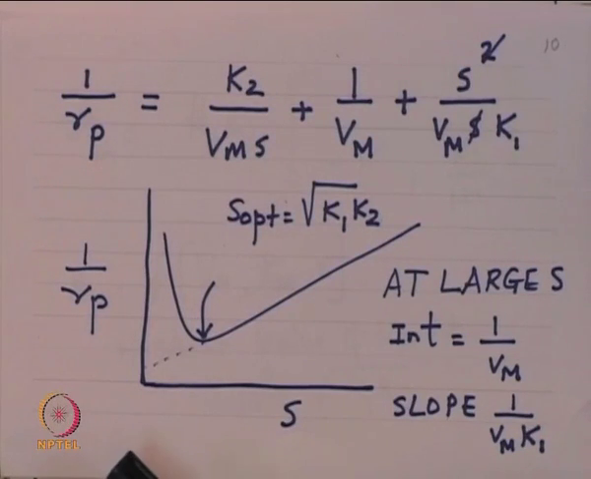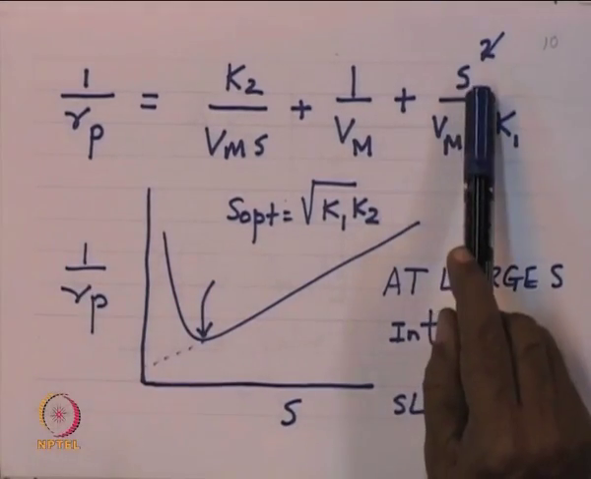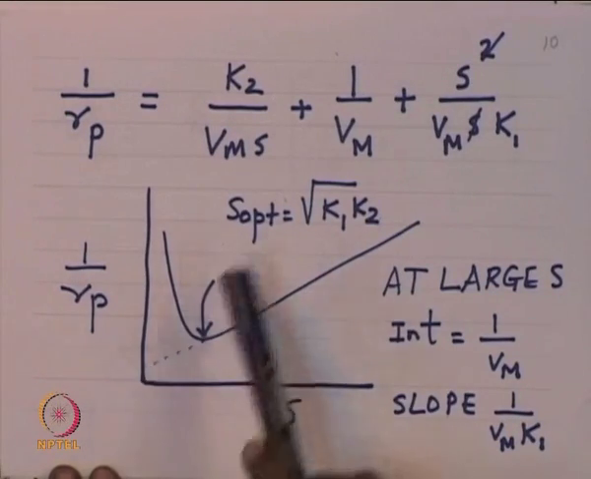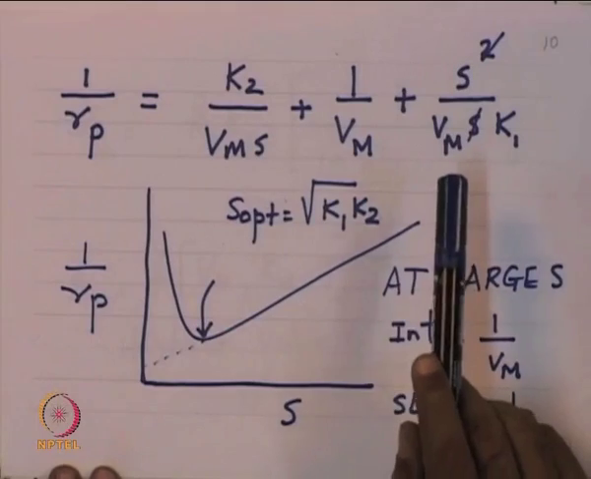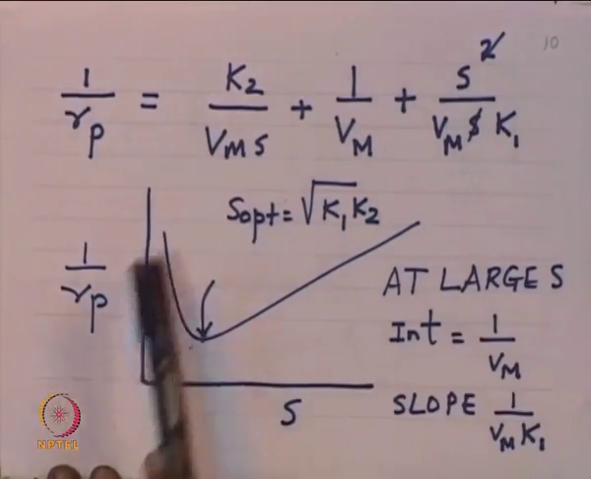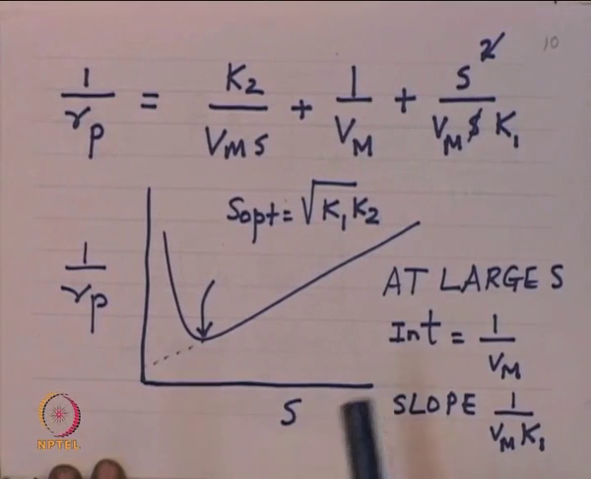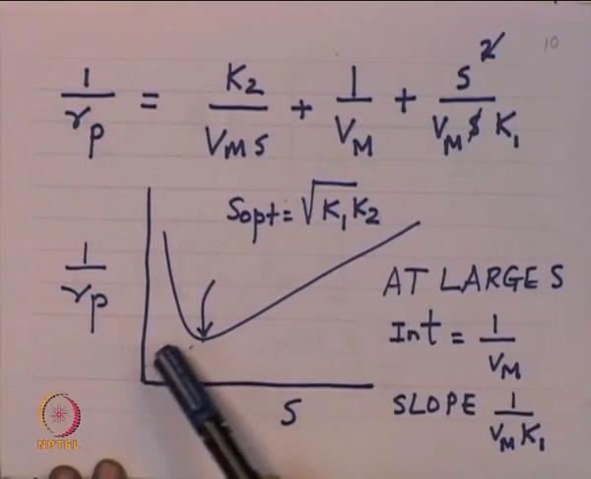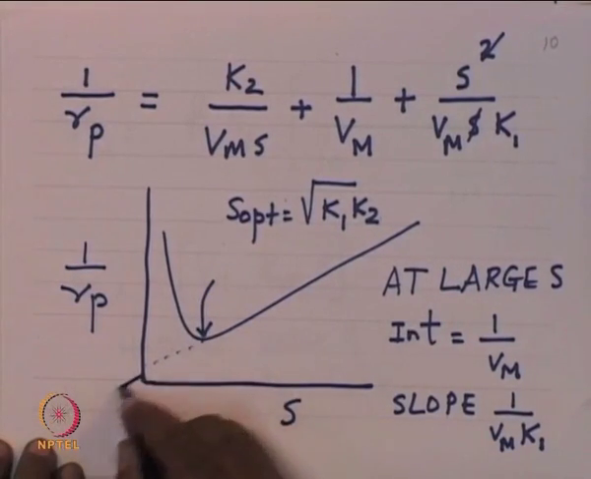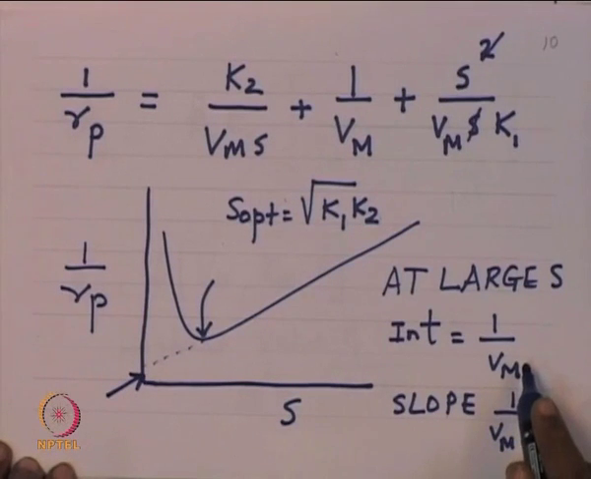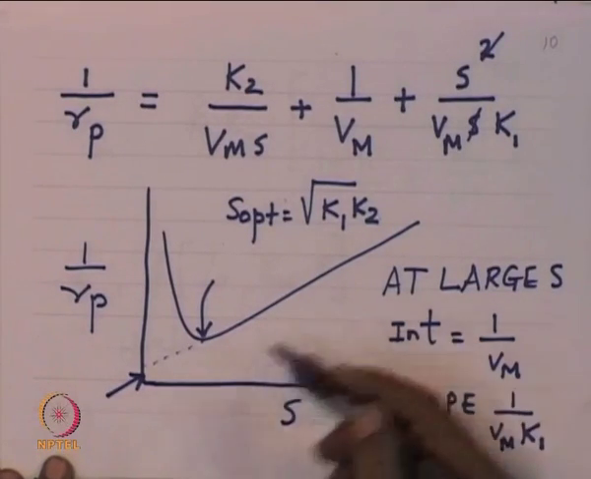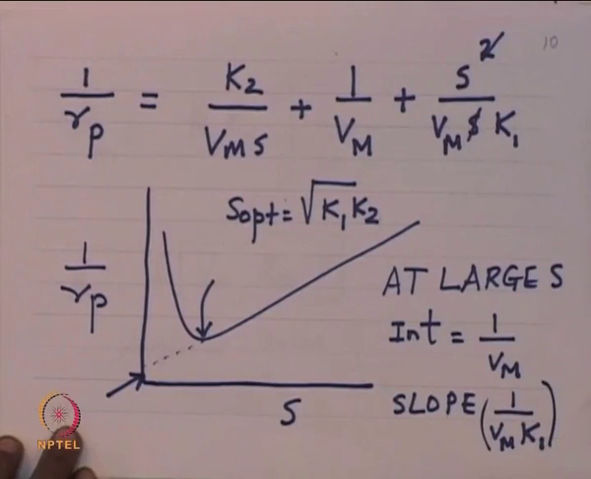Therefore, if you plot this data as 1 by Rp versus S, and then if you get something like this, which you can extrapolate to 0, then slope and intercept will give you the parameters. Correct? If what we are saying is right, and you get a behavior like this, then you can extrapolate this line, and this intercept value is 1 by Vm. Or in other words, if our data is consistent with this kind of description, we can say this. And the slope is 1 by Vm K1.